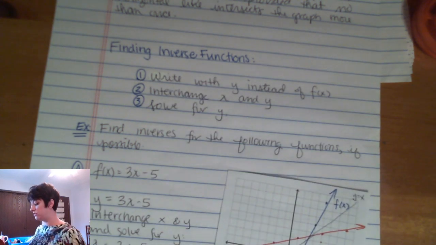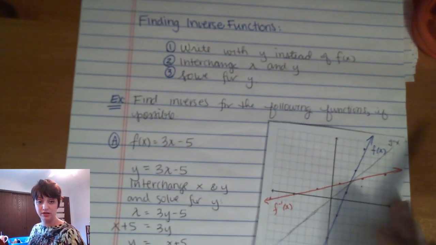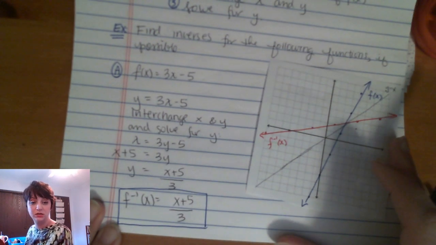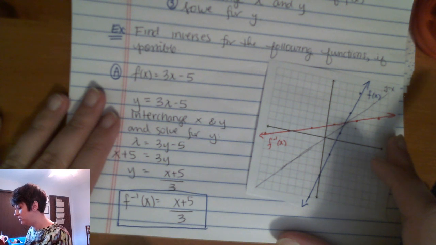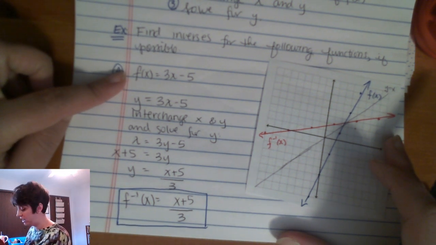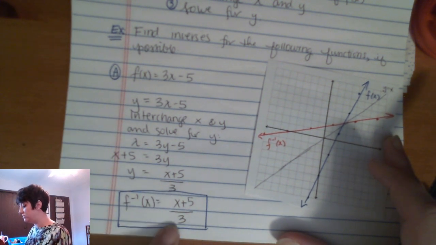So that is our first problem. Again, the graph was not part of the instructions. The instructions were just to write this equation. So you interchange your x and y and solve for y. My f multiplies by 3, subtracts 5. So my inverse f adds 5 and divides by 3.